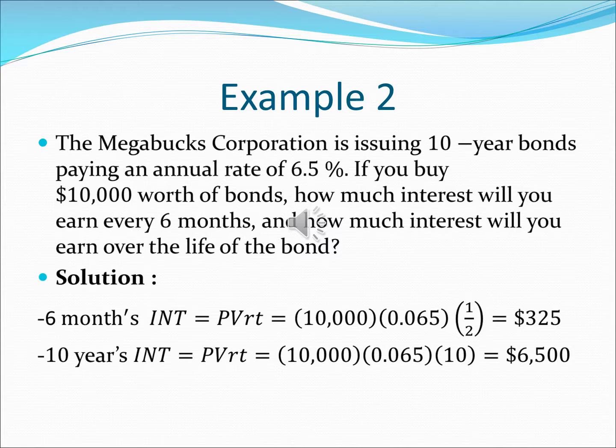So the interest after 6 months would be equal to 10,000 times 0.065 times half. That gives you 325. How about the interest after 10 years? The interest is going to be 10,000 times 0.065 times 10, and that gives you 6,500.